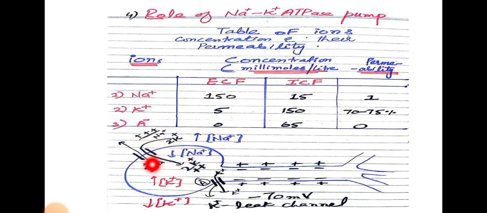3 sodium means 3 positives are going out, and for 3 positive charges that are going out, only 2 positive charges are coming in. And an increase in internal negativity occurs because one less positive is coming in, and it increases the internal negativity. One less positive is not neutralizing the anions that are the proteins represented by A negative, because one more positive is moving outside.